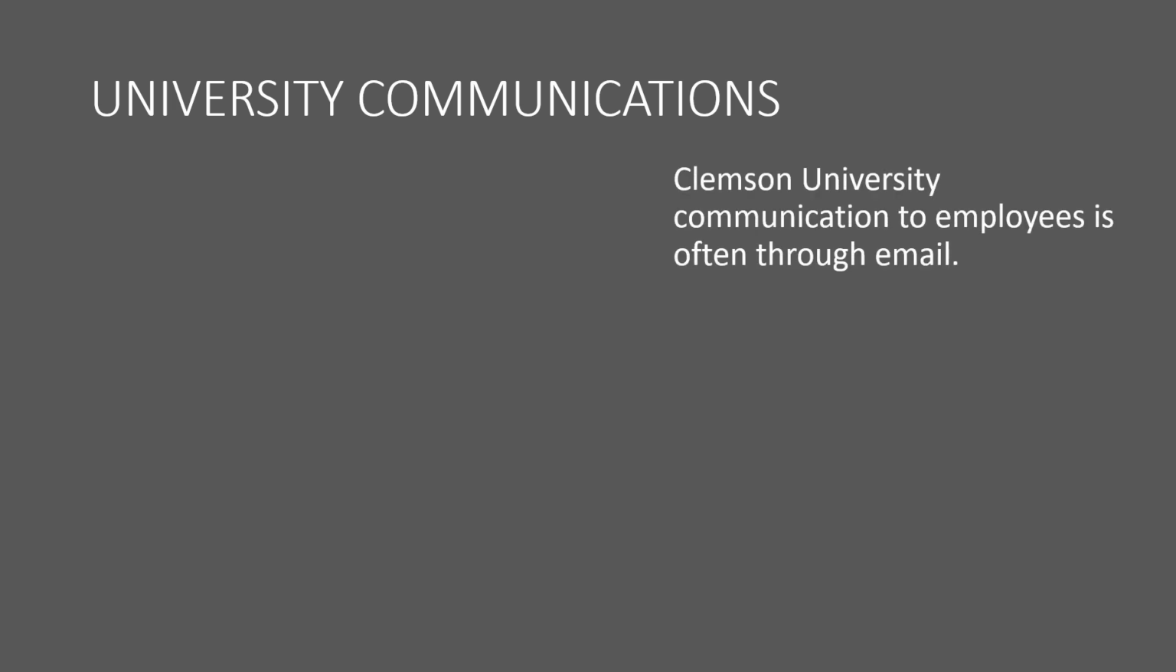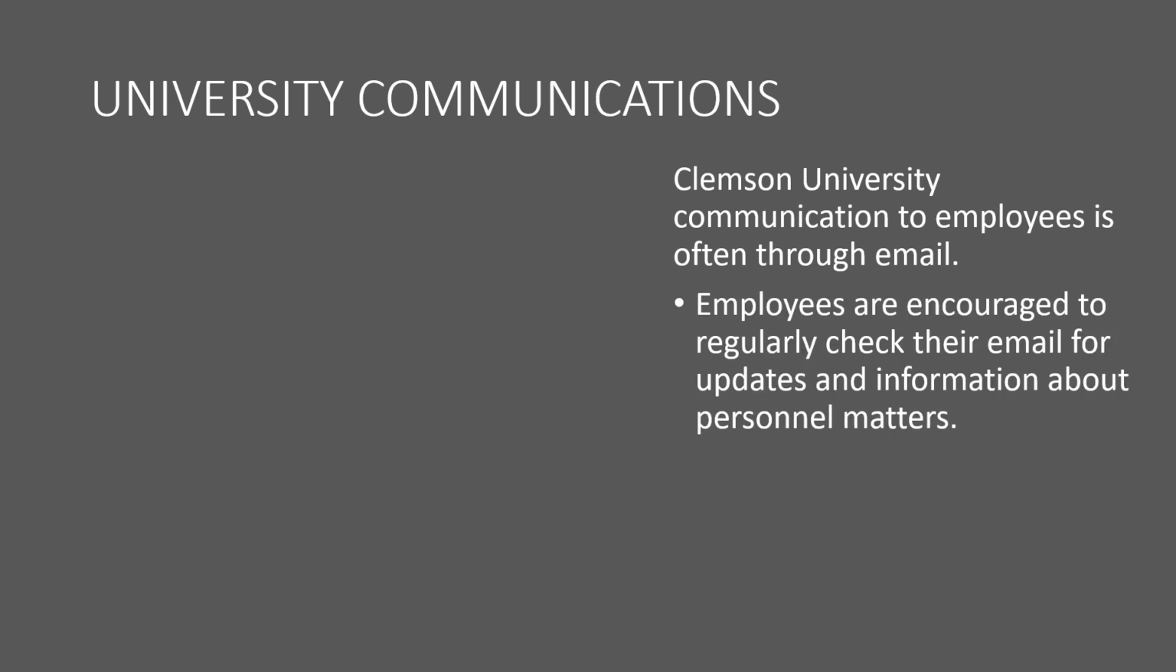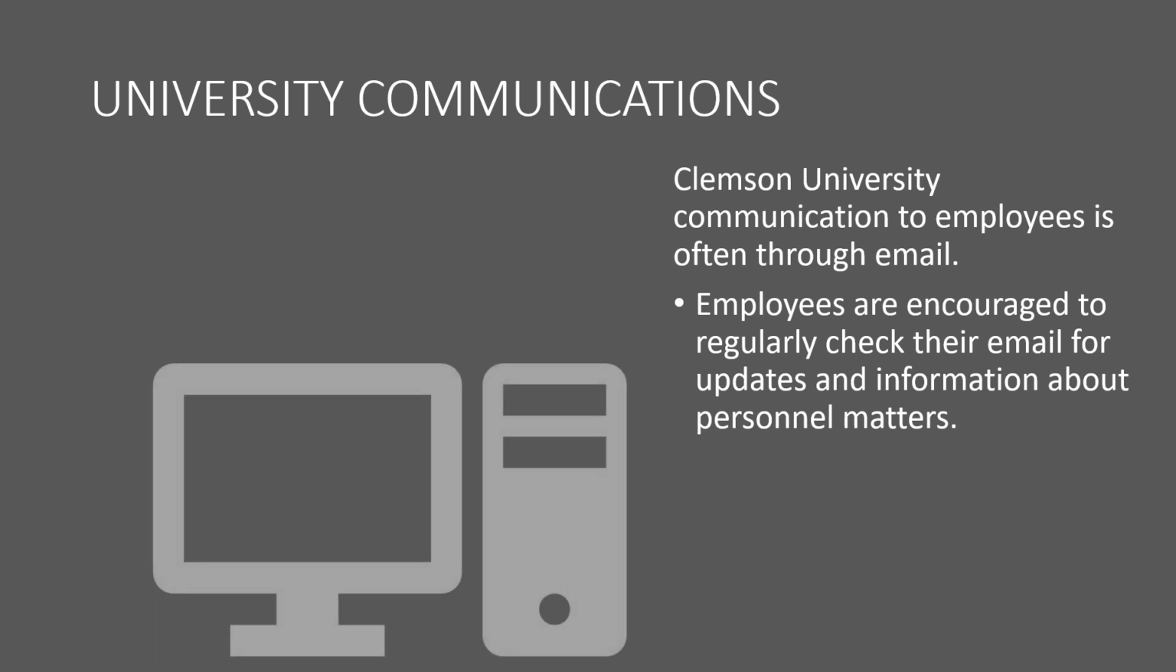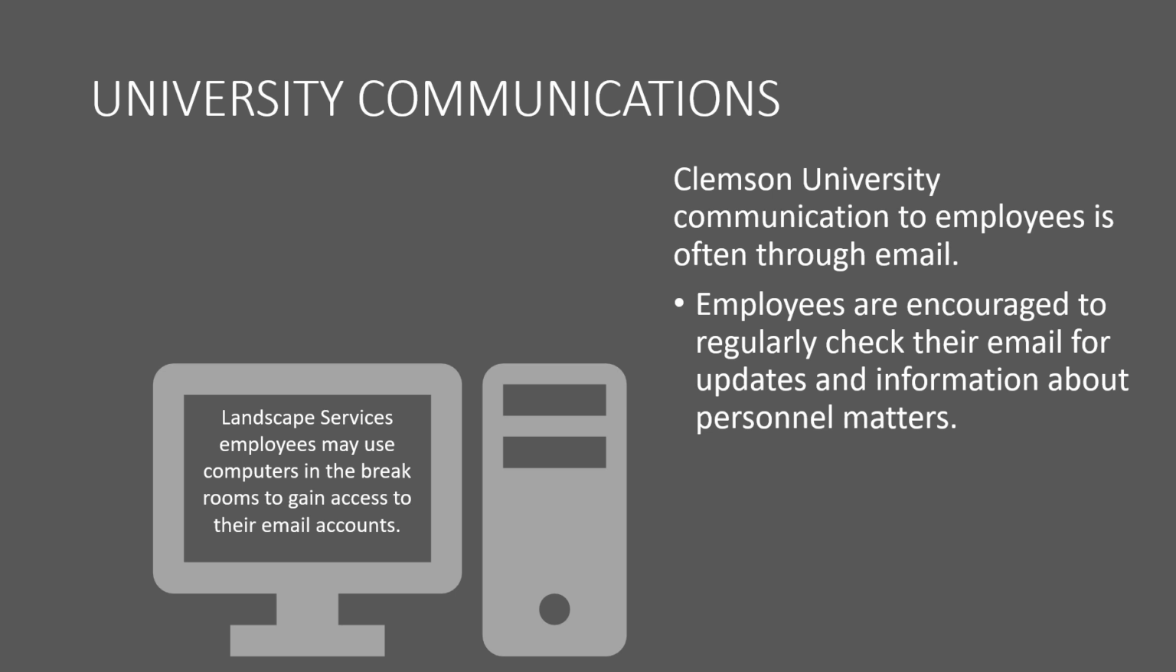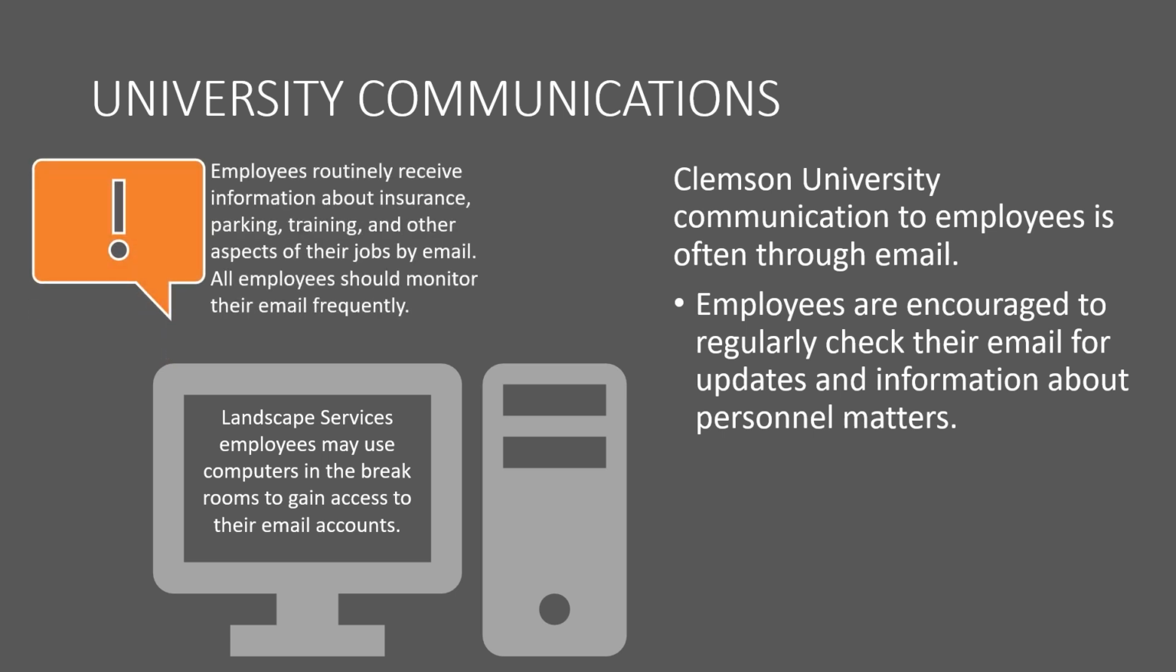Let's look at university communications. Clemson's main form of communication to employees is through email. Employees should monitor their email frequently for updates and information about personnel matters. Landscape service employees may use the communal computers inside the shop to gain access to their email accounts. Employees routinely receive information from the university about insurance, parking, training, and other aspects of their job.